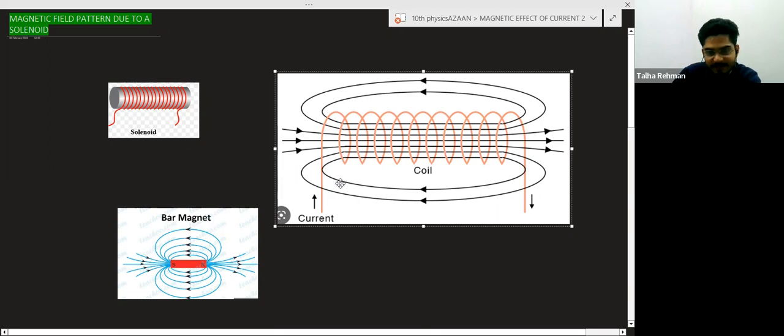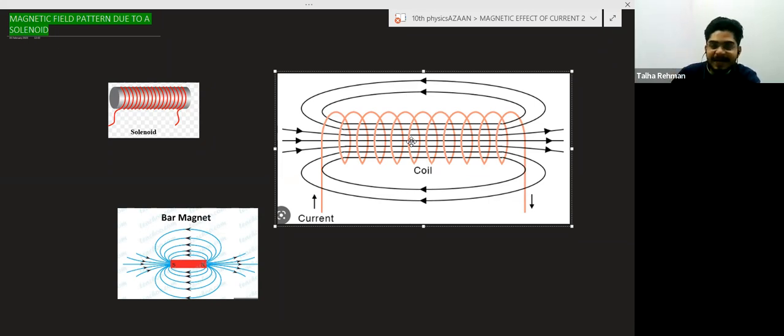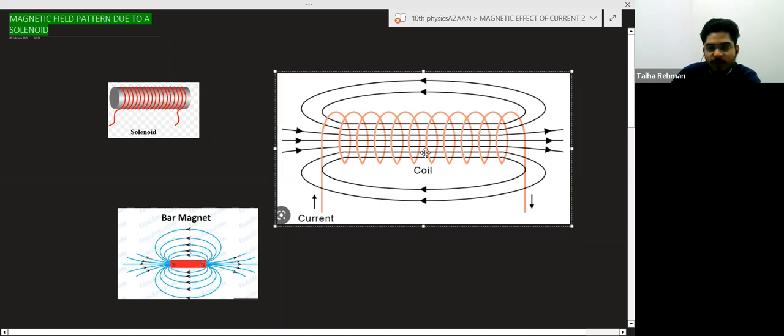Now you can see these magnetic field lines here, and inside this solenoid the magnetic field lines are parallel straight lines, and parallel straight lines represent a uniform magnetic field. Uniform magnetic field means at each and every point inside the solenoid you will get the same value of magnetic field.